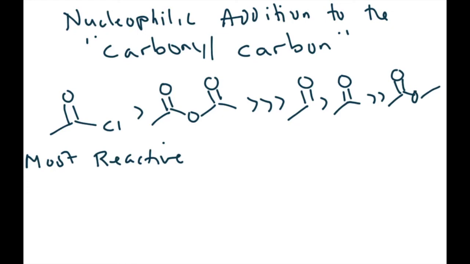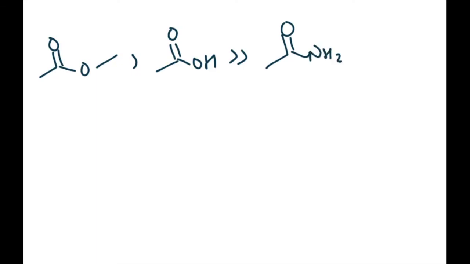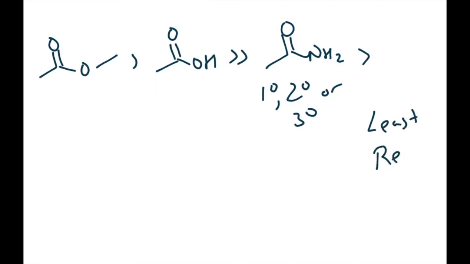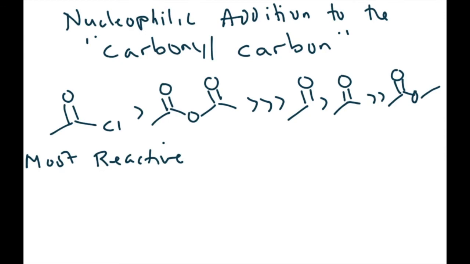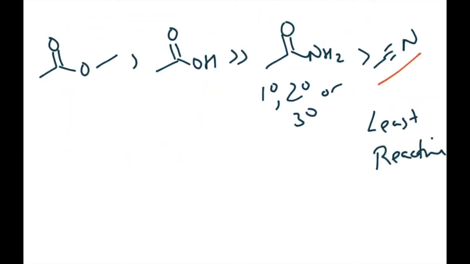And then from there, we'll go to the next slide here. We're going to have our ester, and then you're going to have carboxylic acids. Big gap here. You're going to have amides, primary, secondary, or tertiary. And then your least reactive group is going to be your nitriles, which makes sense if I'm talking about how easy it is to add to a carbonyl carbon. The thing that doesn't have a carbonyl carbon is probably going to be the least reactive.